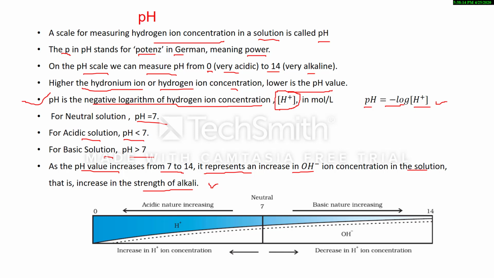Is that clear? Now see, with the help of this diagram you can easily say this is for a neutral solution, pH is 7. If we go from this side, acidic nature is increasing because the concentration of hydrogen ion is increasing. Clear? As the concentration of hydrogen ion increases, pH decreases. On this side, basic nature is increasing. It means the concentration of hydrogen ion is decreasing and the concentration of OH minus ion is increasing, and pH will also increase. The more the concentration of hydrogen ion, the less the pH. Is it clear?